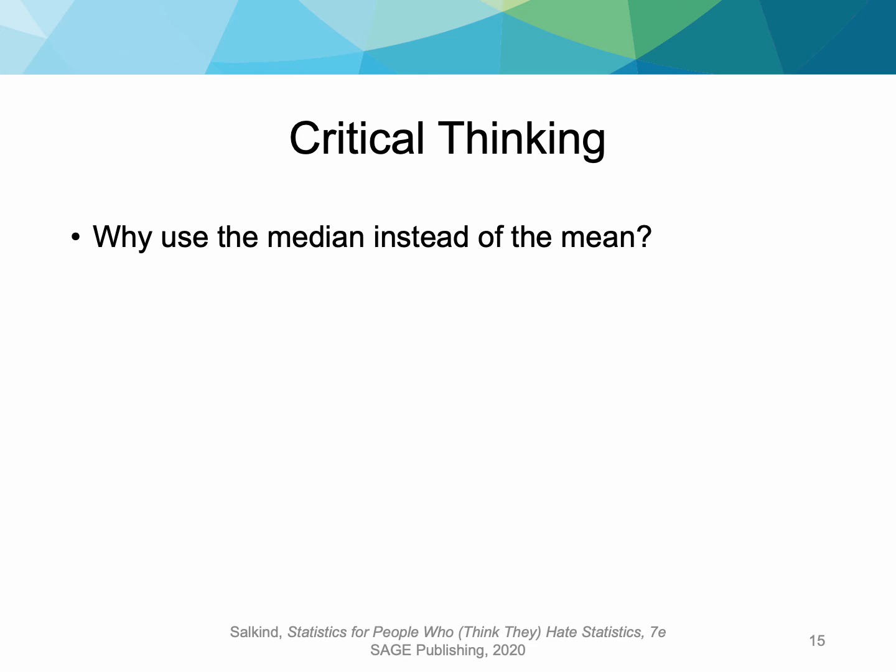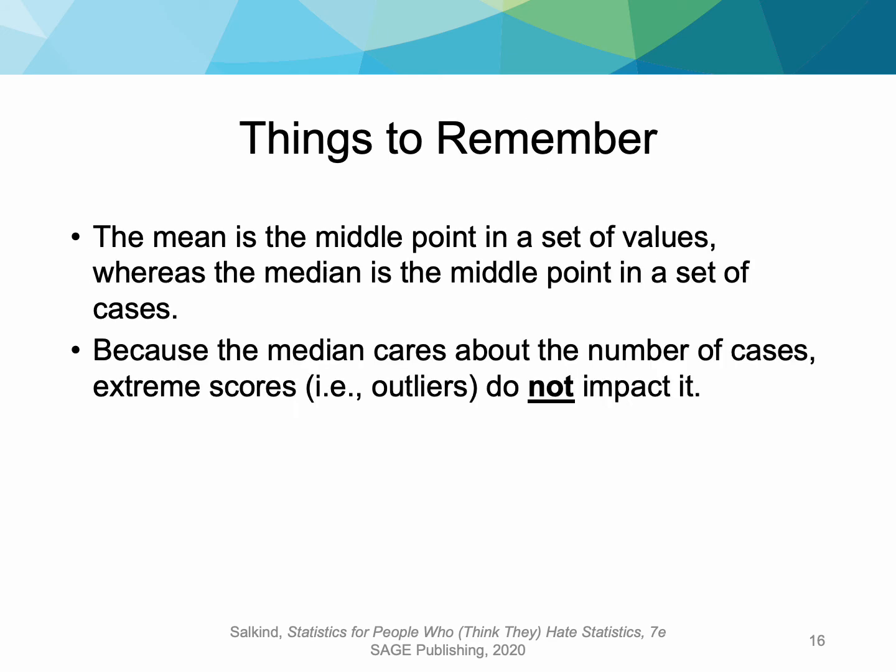Okay, why would you use the median instead of the mean? Well, we would use the median instead of the mean if we had outliers. The median would be an easier measure. Things to remember: the mean is the middle point in a set of values, whereas the median is the middle point in a set of cases. Because the median cares about the number of cases, extreme scores, such as outliers, do not impact it.